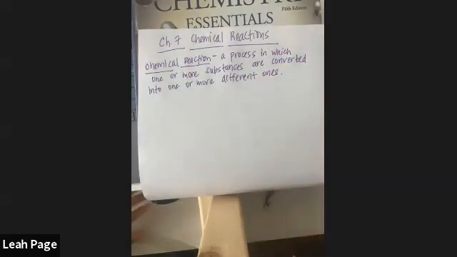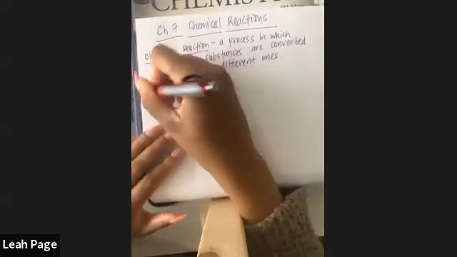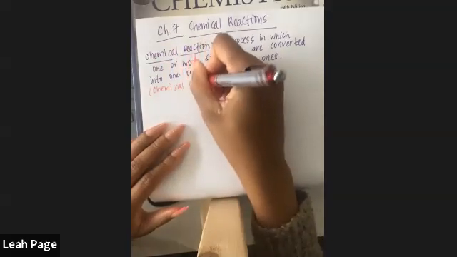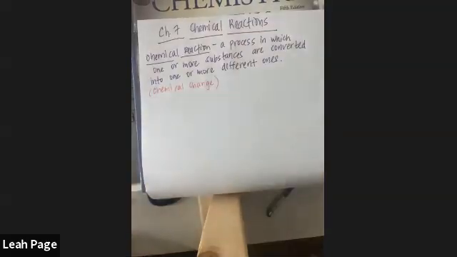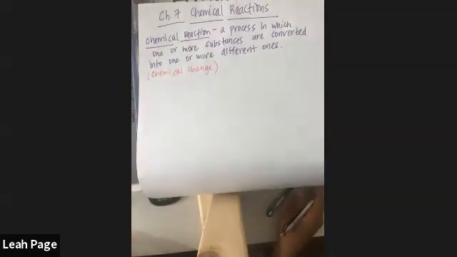Remember when we talked about changes, physical changes versus chemical changes? We said if it's a chemical change, it's just saying a chemical reaction is occurring. So just remember, all a chemical reaction really is, is a chemical change. You start off with one substance, a change happens, and you end up with a different substance.